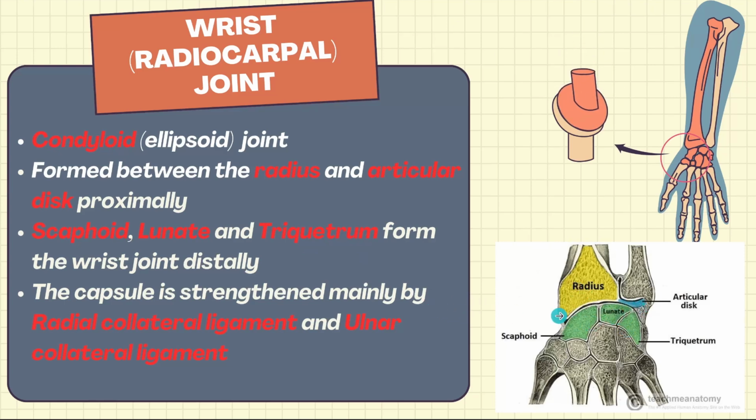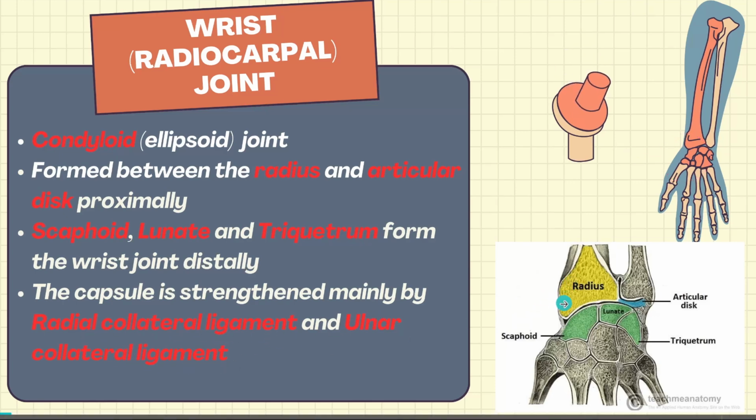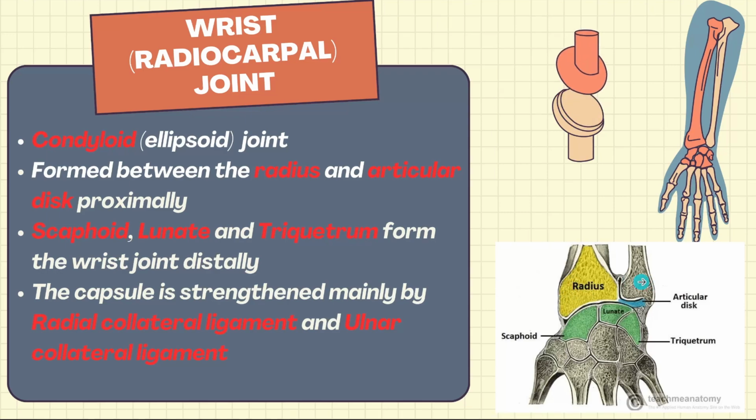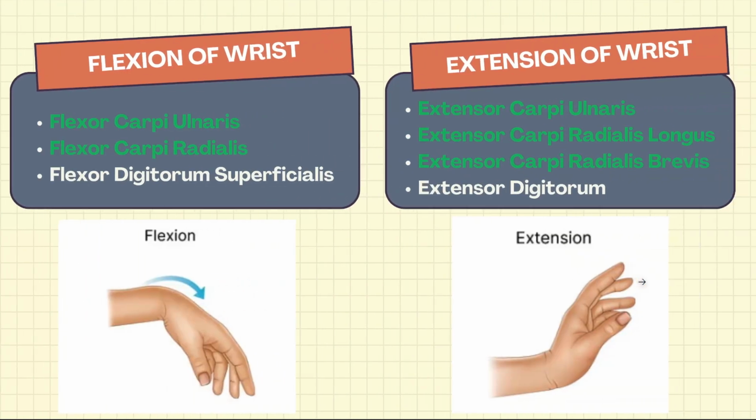Now you have two important collateral ligaments which help with stabilizing the wrist joint, which are the radial collateral ligament and the ulnar collateral ligament. The radial comes from the radius and the ulnar comes from the ulna. So now that we know what the radiocarpal joint is, let's talk about the movements of this wrist joint.